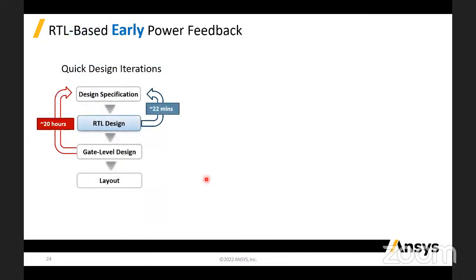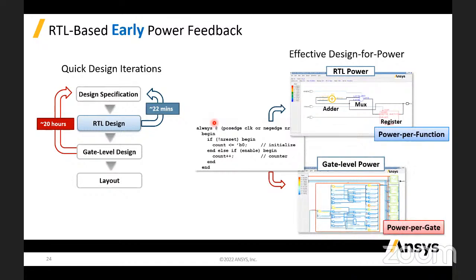Here's an example that shows why this is important from a turnaround time perspective. Using the RTL design and using power feedback from the RTL level is very quick. It's just 22 minutes. Whereas if you rely on the gate level design and then the power calculation, the turnaround time is too huge to meet your time to market considerations. Another aspect is that at the front end stage, when you're doing RTL power, you can visualize, analyze, and debug power from a function point of view, instead of at a gate level where the power is just a per gate thing and you just see a sea of gates.